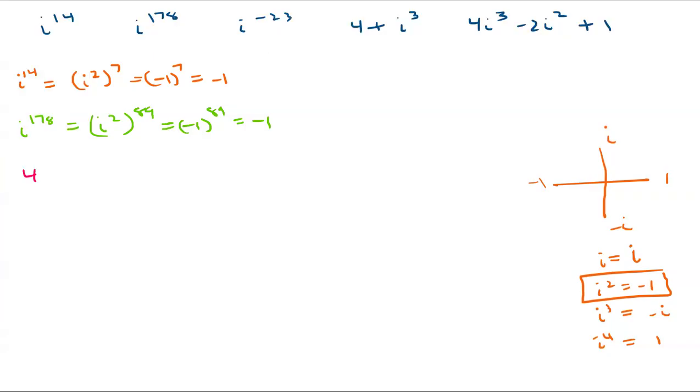Okay, so we have 4 plus i to the third. Okay, so 4 plus, well, i to the third, we already wrote that down, right? i to the third is negative i. Okay, so this is going to be 4 plus negative i, or 4 minus i. Okay, and that would be our answer there.